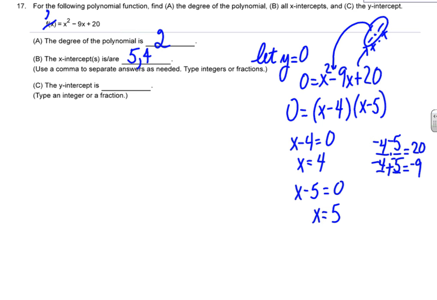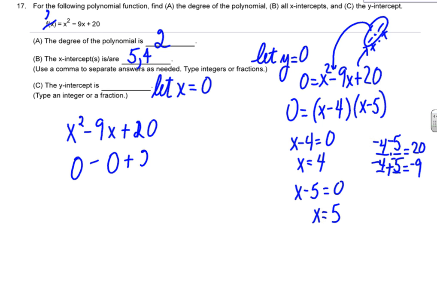The y-intercept, let x equal 0. Let's go back up here to the original. x squared minus 9x plus 20. If I put a 0 here, we still have 0. 0 plus 20. So at 20, we will have a y-intercept where it touches the y-axis.